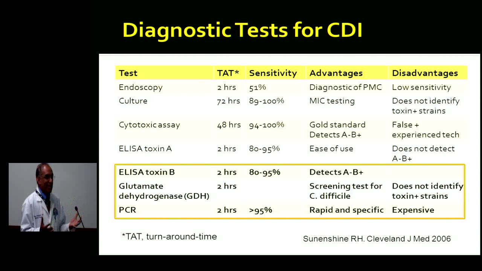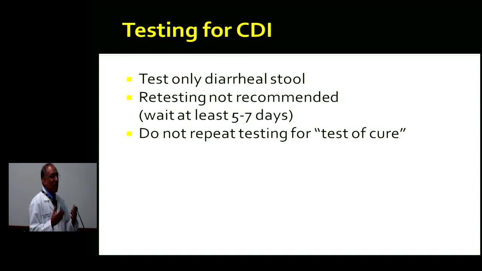A couple of additional words about testing. Testing non-diarrheal stools, except in a patient who has a toxic megacolon and doesn't have diarrhea, you really shouldn't be doing it because you will pick up asymptomatic carriage, and then you won't know what to do with that. And at this time, treatment of asymptomatic carriers is not indicated.